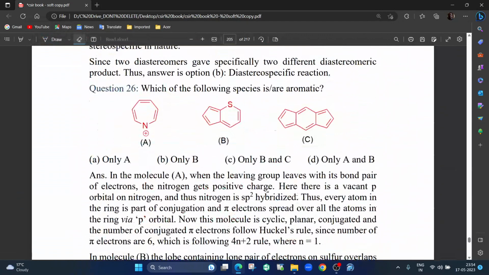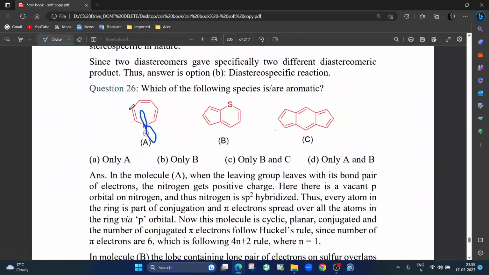Next question. Which of the following species are aromatic? So what happens here is nitrogen is having positive charge. That's very interesting. That means some leaving group has left from nitrogen. Now, if it is having a positive charge, that means there is one p orbital. Okay, there is one p orbital which will overlap.